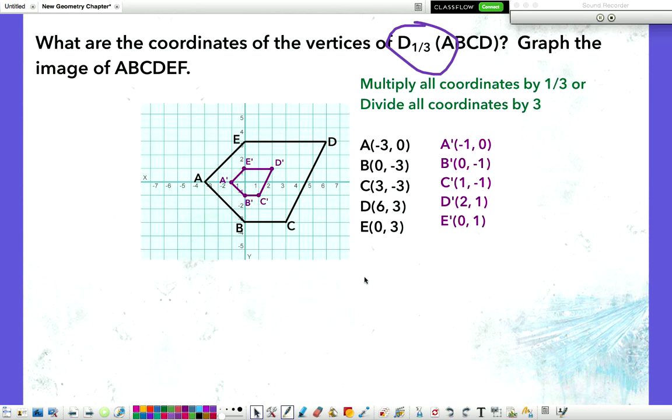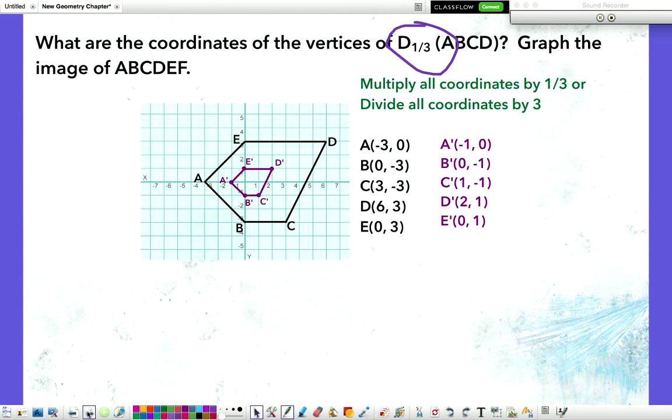Okay, so there is the original figure made smaller by a third. So basically, the purple figure is a third of the black figure. Okay, really not that hard. You're multiplying or dividing. Okay, so that's dilations. Like I said, tomorrow you guys will have the review worksheet, and then Monday we'll start our project.